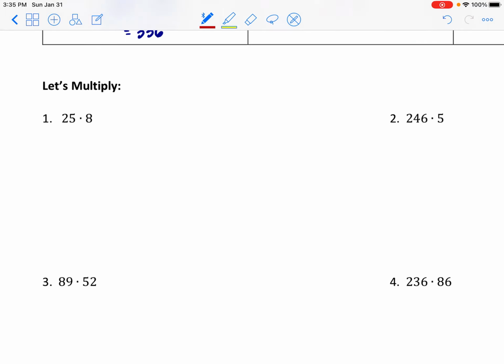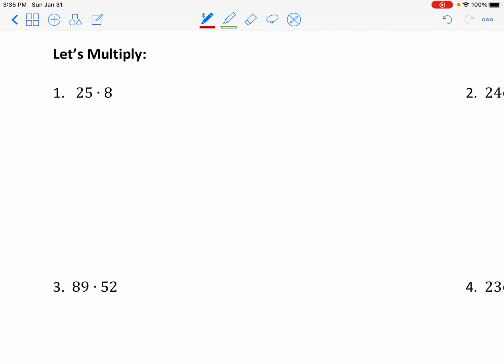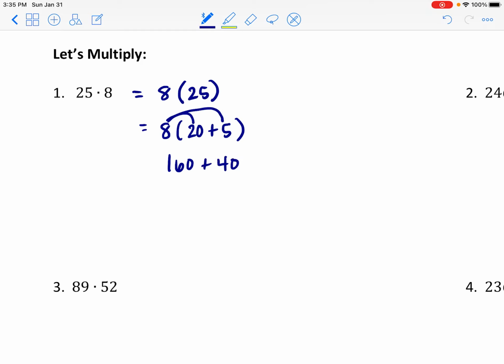Let's do some multiplication. Now I'm going to show you both ways, but you can really organize however you want. For me, it might be easy to multiply 8 here by 25 and look at 25 in expanded form, where it's 20 plus 5. Because 8 times 20, that's an easy one for me. 8 times 2 is 16, so 8 times 20 is going to be 160. And then 8 times 5, I know that one's going to be 40. And adding 160 and 40 means this answer has to be 200. Okay, so that's one way to do it.